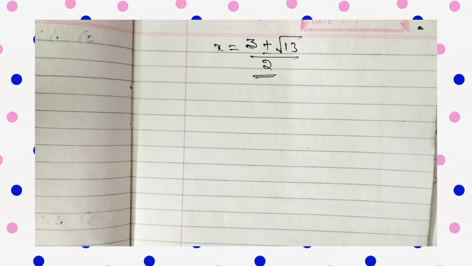Discuss about the nature of the roots. So discriminant will decide the nature of the roots. If delta is equal to 0, then the roots are real and equal. If delta is greater than 0, then the roots are real and distinct. If delta is lesser than 0, then the roots are imaginary.